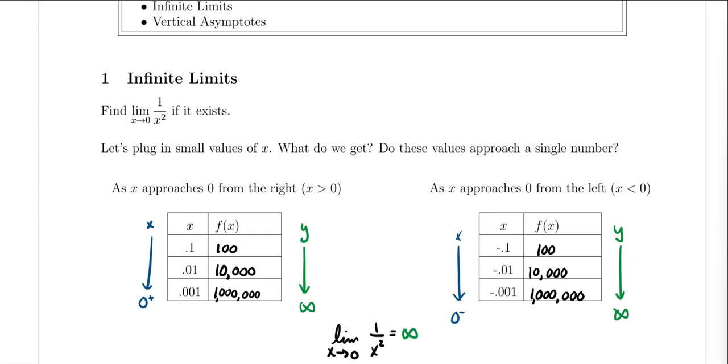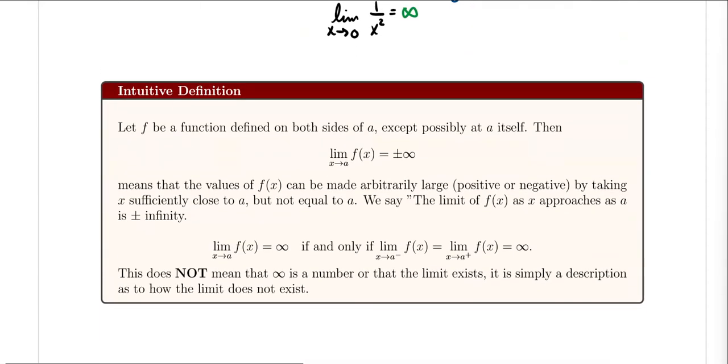Now let's go ahead and take a look at the intuitive definition of infinite limits. Let's say that we have a function f defined on both sides of a, except possibly at a itself. Then the following equation, the limit as x approaches a of f of x equals plus or minus infinity, means that the values of the function can be made arbitrarily large, either in the positive or negative direction, by taking x values sufficiently close to a, but not equal to a.